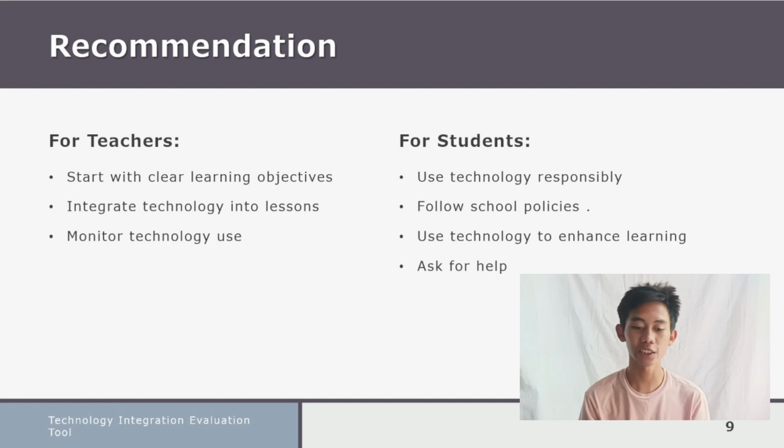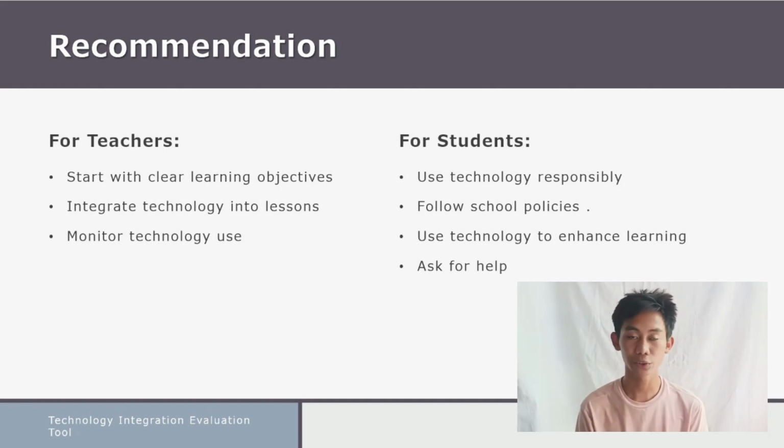The third one is monitor technology use. Keep an eye on how students are using technology to ensure that they are using it in a responsible and productive way. For students, first is use technology responsibly. Use technology for its intended purpose in a way that respects others. Second is follow school policies. Understand and follow your school's policies regarding technology use.